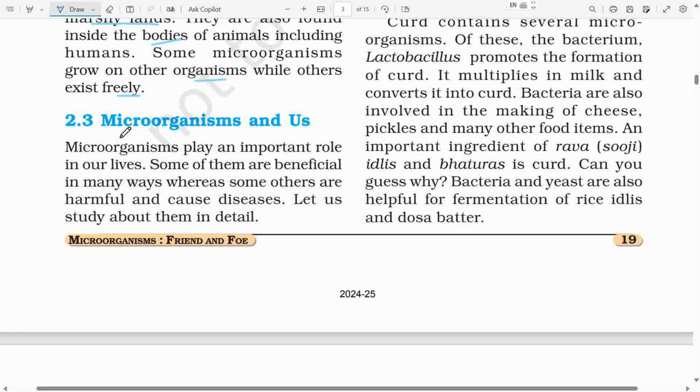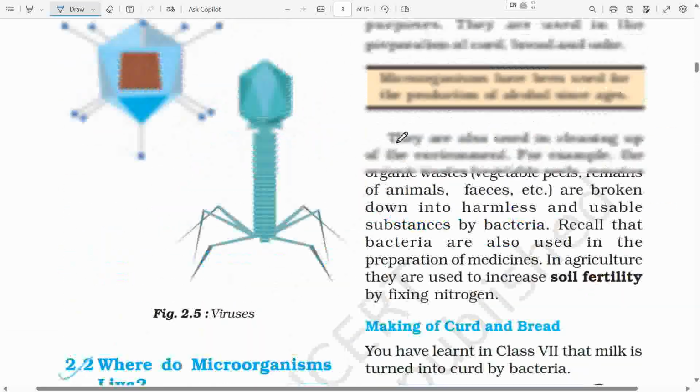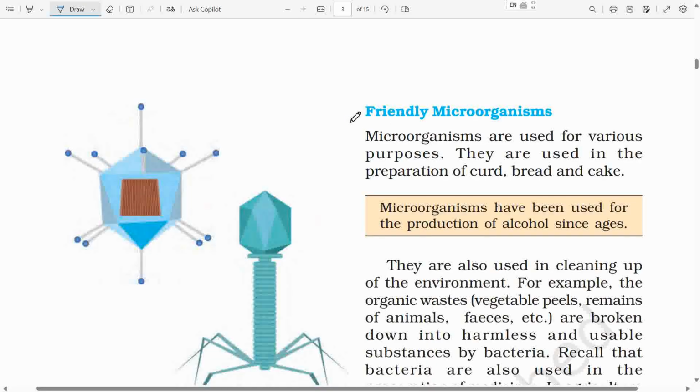2.3 Microorganisms and us. Microorganisms play an important role in our lives. Some of them are beneficial in many ways, whereas some others are harmful and cause diseases. Let us study about them in detail. Friendly microorganisms.